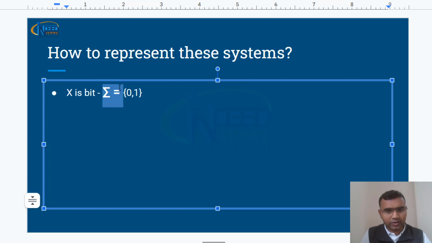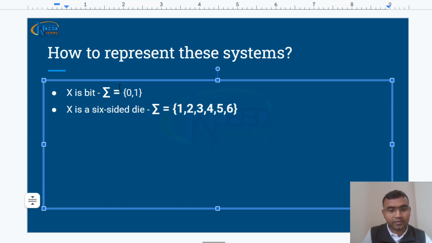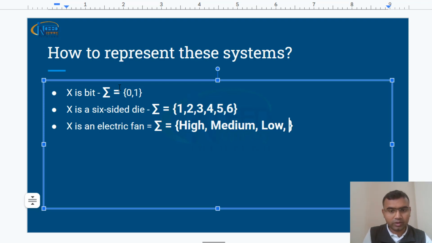Now, in a very similar way, if x is a six-sided die, then we will have the summation equal to, and inside the brackets, 1, comma 2, comma 3, comma 4, comma 5, comma 6. This is an example. Then, moving ahead, if x is an electric fan, in this particular case we will have it in a similar way: high, medium, low, and off. So these are the mechanisms, the ways we can represent them.